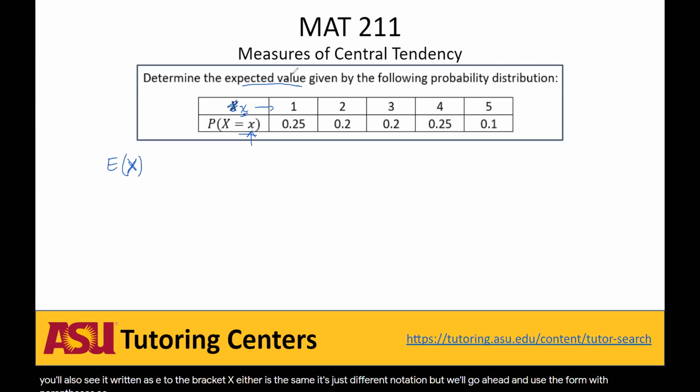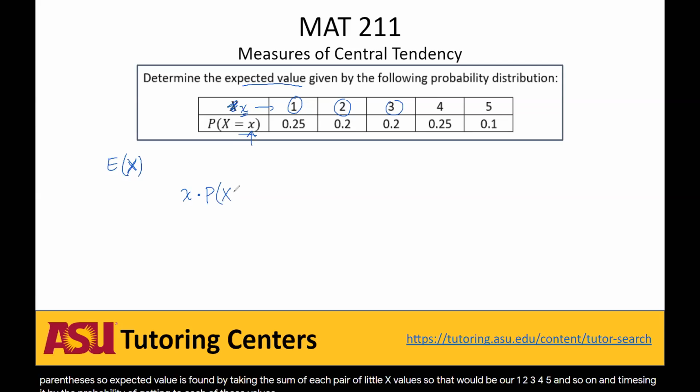So expected value is found by taking the sum of each of the little x values, so that would be our 1, 2, 3, 4, 5, and so on, and multiplying each by the probability of getting each of those values, where your big X is equal to this little x value. So we'd have the 1 times 0.25 here, plus 2 times 0.2 here, and so on.